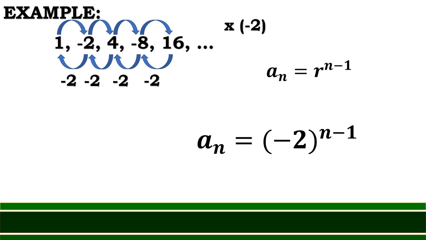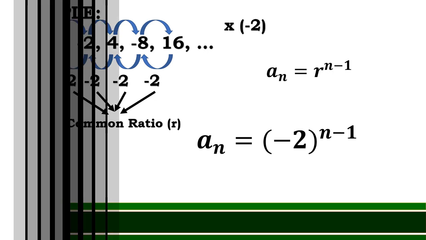If n is 3, 3 minus 1 will give you 2. -2 then squared will give you 4. Let's say n is 5. So 5 minus 1 will give you 4. -2 raised to 4 will give you positive 16. Again, -2 here is called the common ratio.